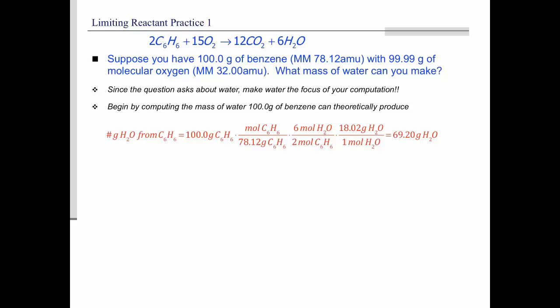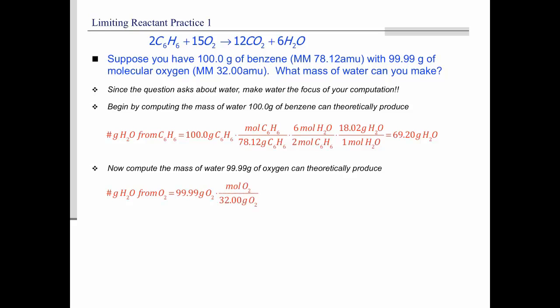However, I'm not sure that I'm going to use up all the benzene. I might run out of oxygen first. So let's do that calculation next. We now need to find out how much we can make from the available oxygen. So how many grams of H2O can we make from oxygen? We've got 99.99 grams. We convert that to moles. Don't forget, this is molecular oxygen, O2, so we need to use its full molecular mass, 32 grams per mole.